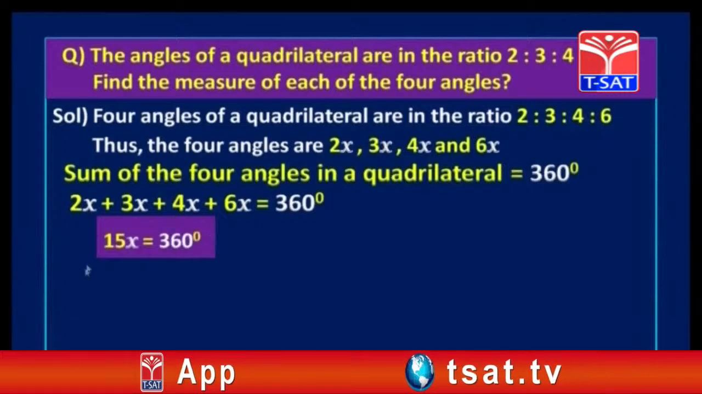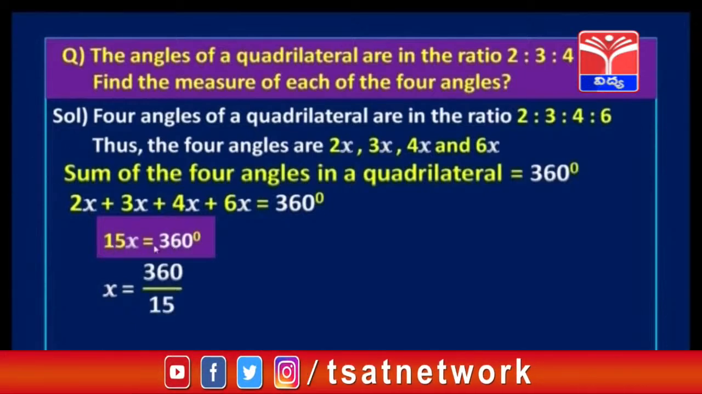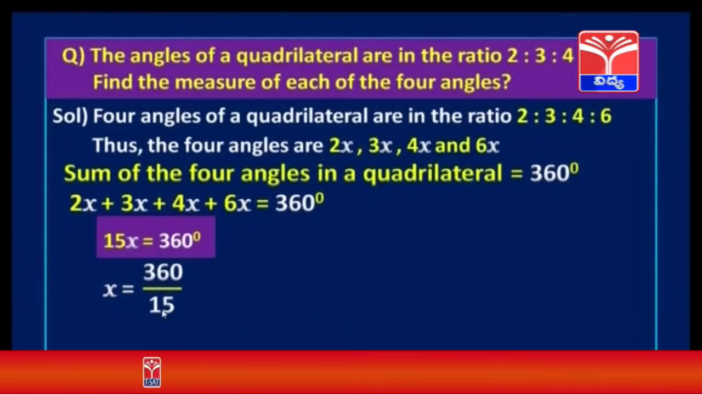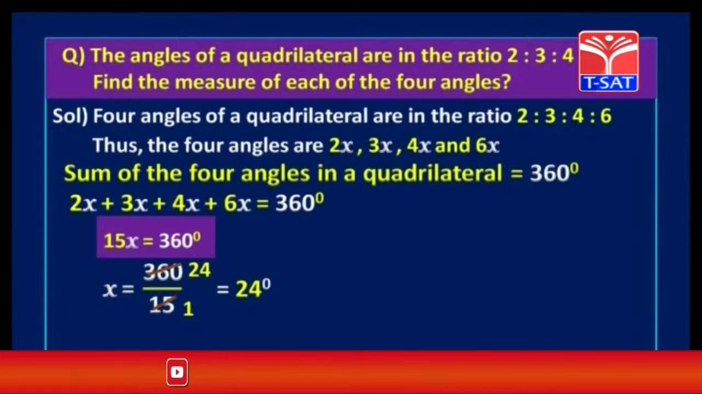So you will get 15x equal to 360 degrees, or I can say x equal to 360 degrees by 15. As it is 15 into x, when it goes to the right hand side, it will become divided by. So can we cancel this, children? Yes. 15 ones are 15, 15 twos are 30, 15 fours are 60. So what am I getting here? Yes, I am getting 24 degrees.